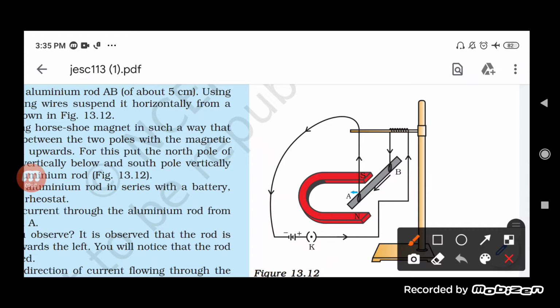If the direction of the current flowing through it changes, then the movement of the aluminium rod also changes. Not only this, if we change the magnetic field also, from north to south or south to north, then changing the direction of the magnetic field will also show the deflection in a different direction.